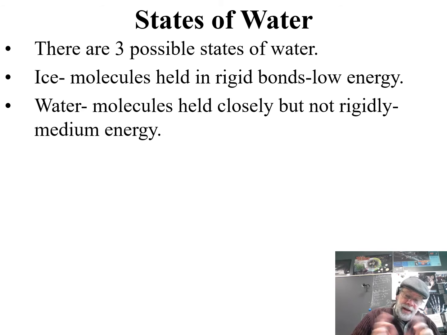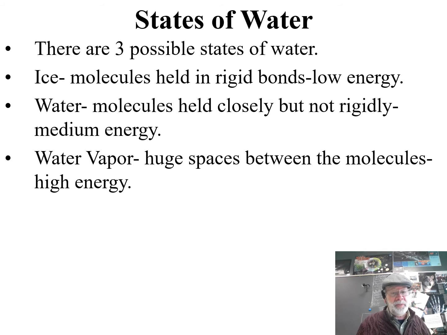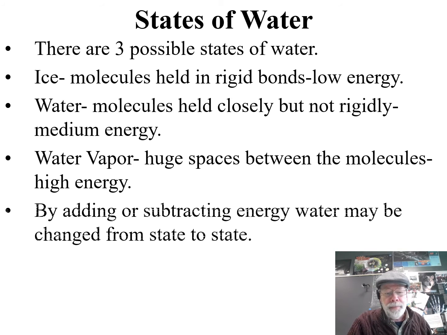You get it vibrating a fair bit faster, now you have water. Now the molecules can move past each other, but they're still clumped together in water. But if you give it an enormous amount of energy, those molecules can come flying apart and they become water vapor. So if we subtract or add energy, we can change it from state to state.